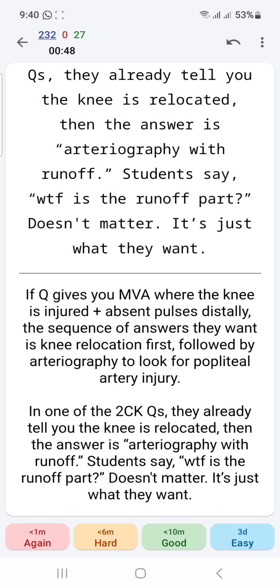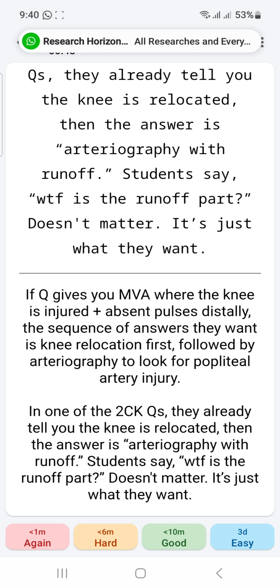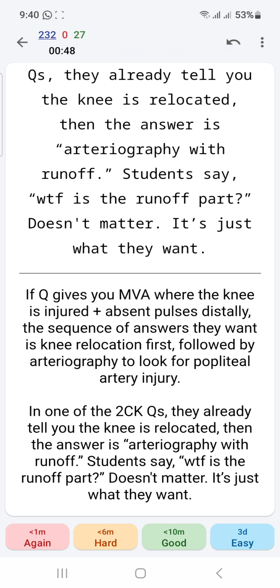That's why they call you the Mahalman. And that's why nerds hate you, because you make idiots like us answer like nerds. In one of the two CK questions, they already tell you the knee is relocated. Then the answer is arteriography with runoff. Student says, what the fuck is the runoff part? Doesn't matter. It's just what they want.